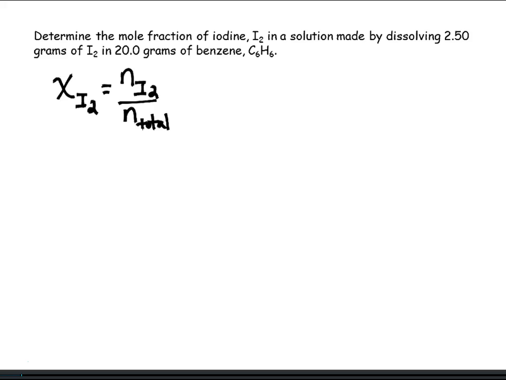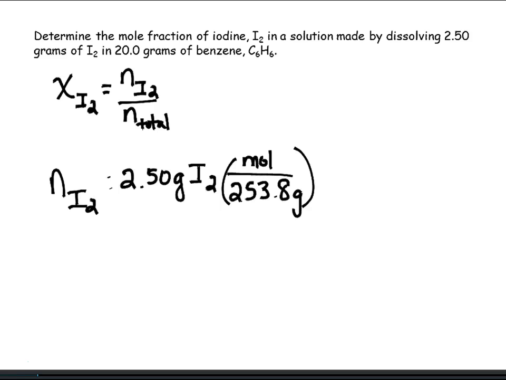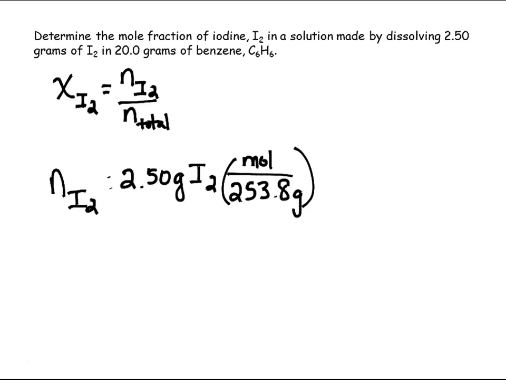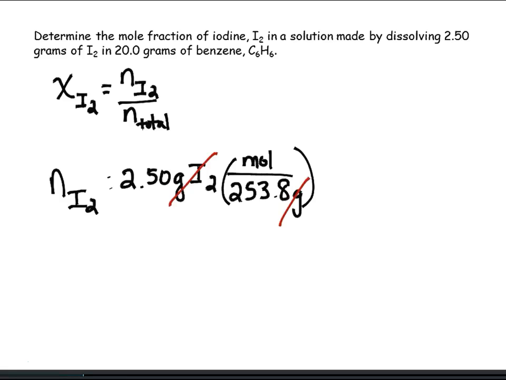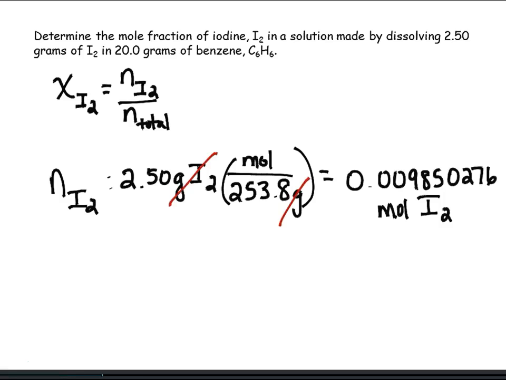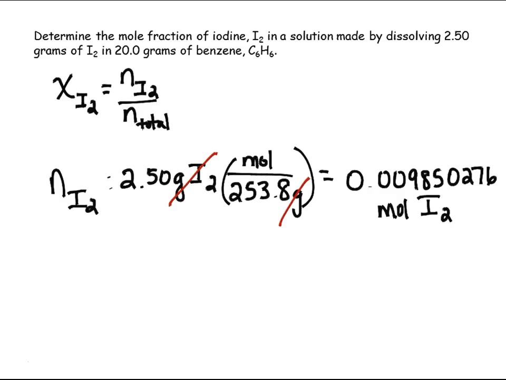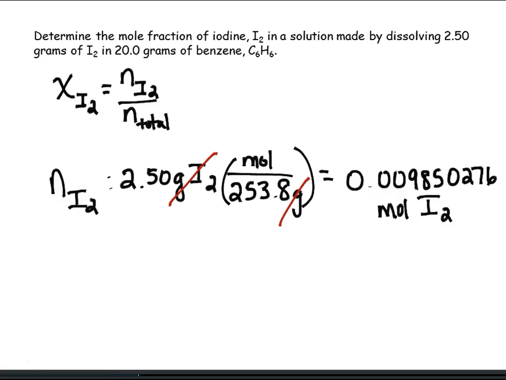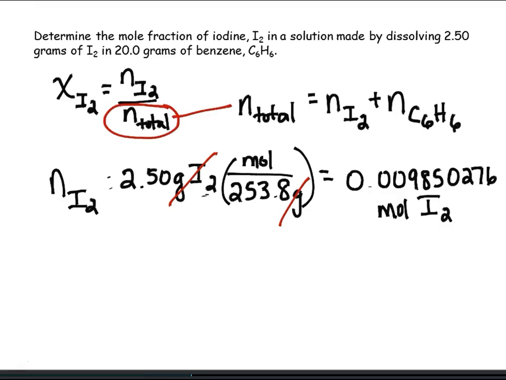Mole fraction of I2 equals n, that's moles of I2, divided by n total. Here we're converting grams of iodine into moles using the molecular weight of I2. Grams cancels, and that gives us moles. And then the total moles is going to be moles of solute plus moles of solvent. So we need to calculate moles of benzene, and we need to add that to the moles of iodine.